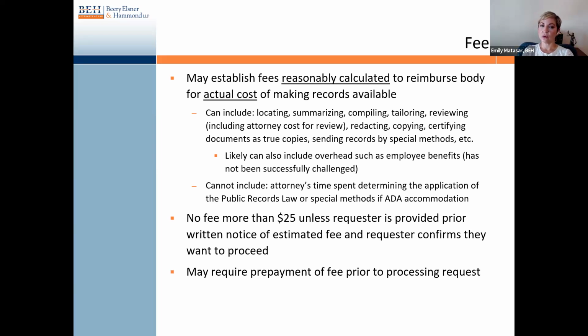The law says that you cannot charge a fee more than $25 unless the requester is provided prior written notice of the estimated fee and then confirms that they want to proceed. And you may require prepayment of the fee prior to processing the request.